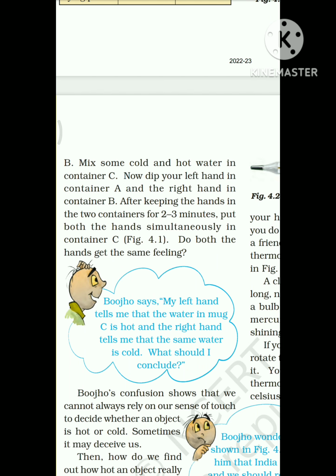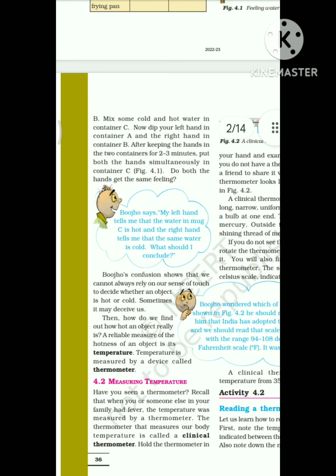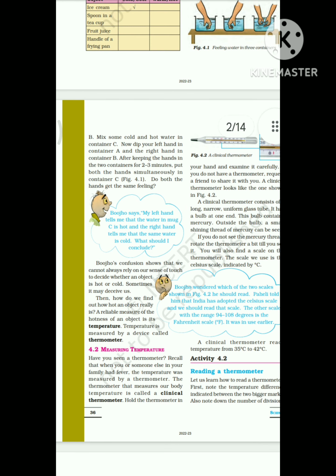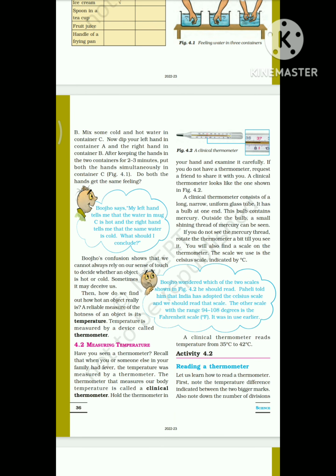Then how do we measure the temperature? And a new word comes: temperature. So what is temperature? A reliable measure of the hotness or coldness of an object is called temperature. And how do we measure our temperature? Because our sense of touch is not so reliable, we can use a thermometer. A thermometer is a device that measures the correct body temperature or temperature of any other things.